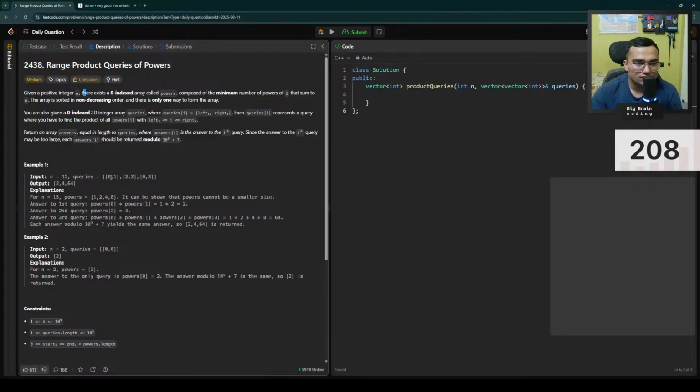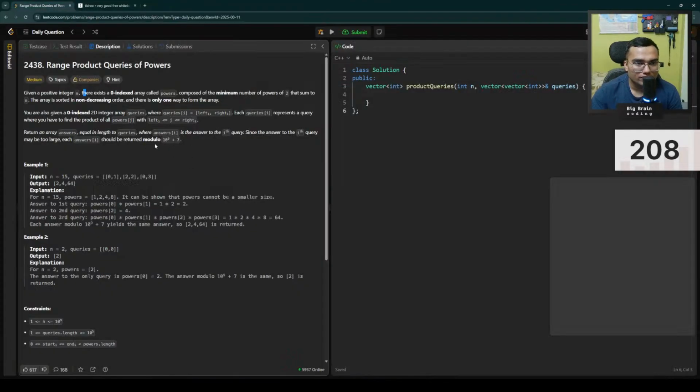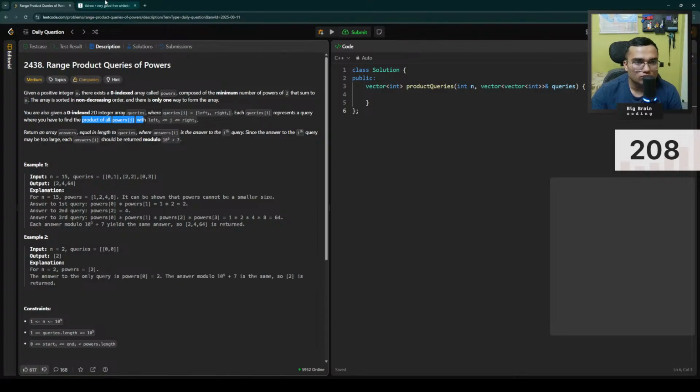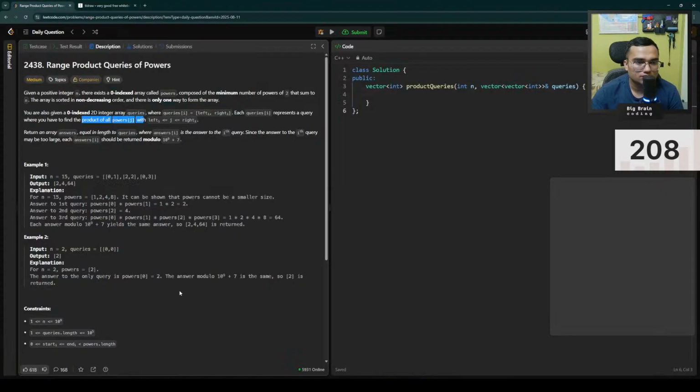And then queries is 0 to 1, from 0, 1, 2, 3. What do I have to find? Product of all. Okay. From 0 to 1, the product is 2, right? From 2 to 2, product is 4. From 0 to 3, the multiplication of all these, right? So 8 times 2, 16 times 4 is 64. Okay, makes sense.